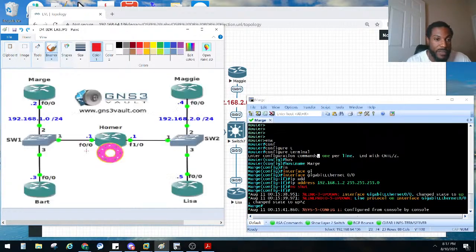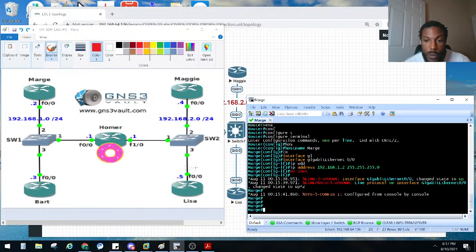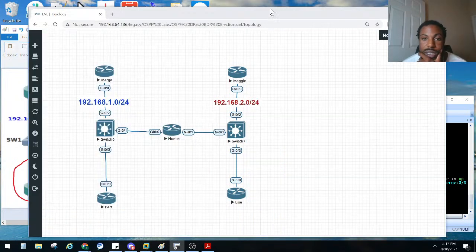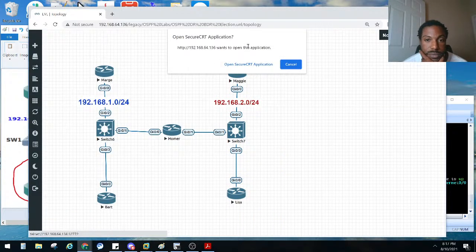Oh, come on, man. Okay, so now we did the IP addressing there. We did the hostname. What else we need to do? We need a no shut. Let's do this address right here. That's 1.3. Router BART is over here.